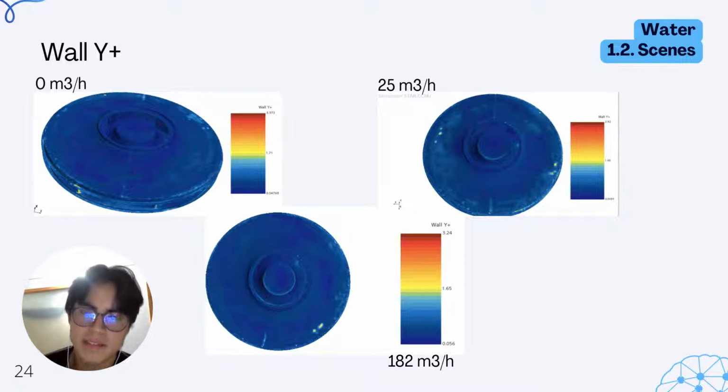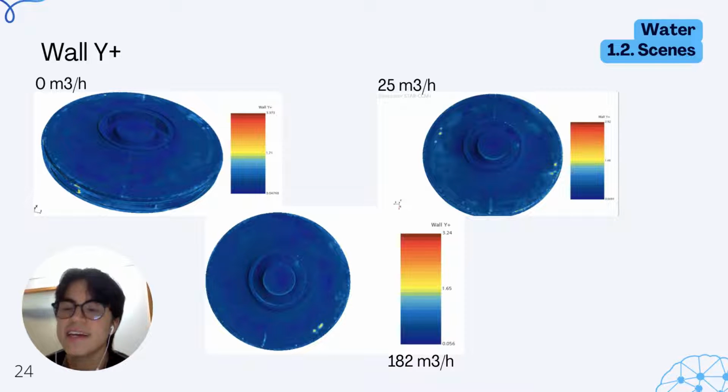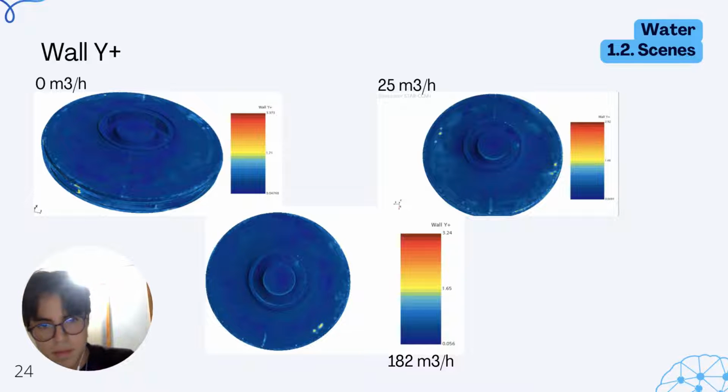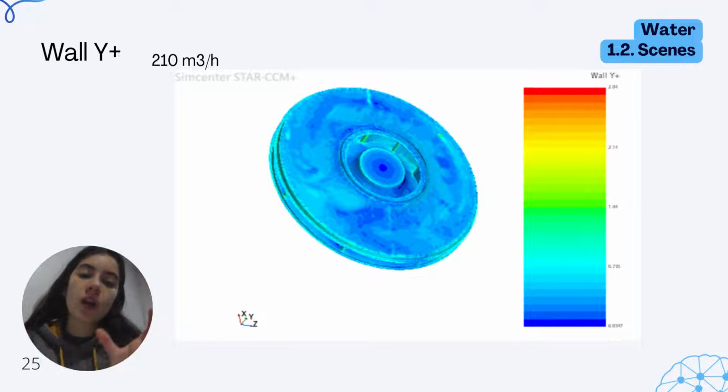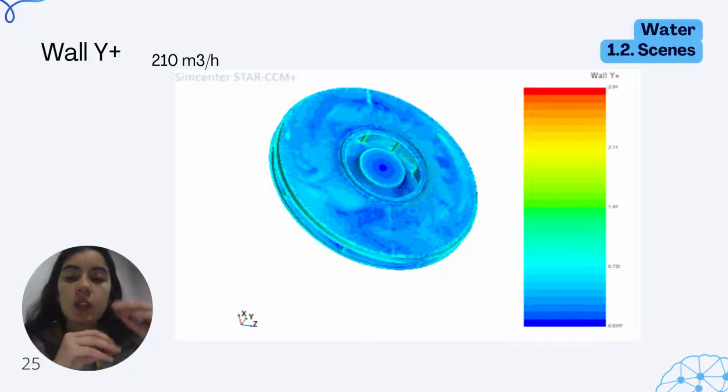Now we have the wall Y plus scenes that are presented in all of the volumetric flows, but specifically in the five principles that we said at the beginning. Now we're going to explain what is the meaning of these colors. Here we can see the Y plus of the impeller. It is mostly below the medium range, so we can say it is a really good wall Y plus.